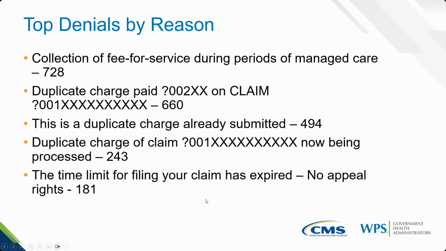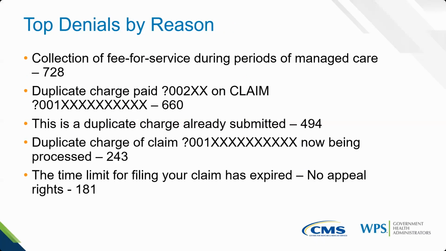So let's look now at those most common denials by reason code. First one is collection of fee for service during periods of managed care. And this, folks, there were 728 denials, and most of those have appeal rights. But in this case, the beneficiary is a managed care beneficiary, so it shouldn't have come to WPS GHA to begin with. That needs to be a service processed by the Medicare Advantage plan.